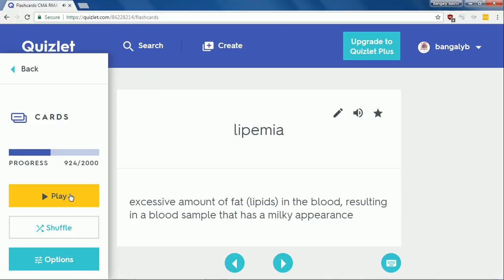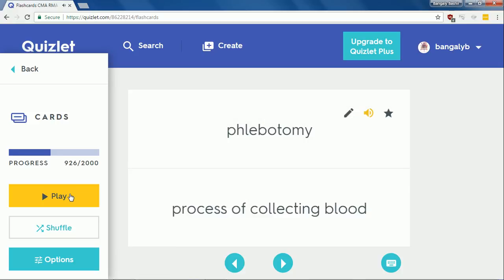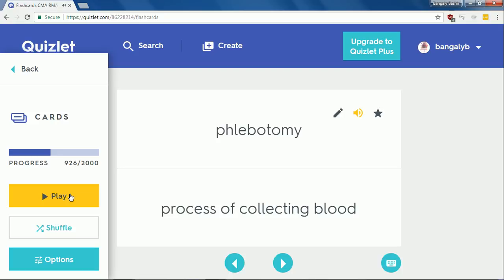Lipemia. Excessive amount of fat in the blood resulting in a blood sample that has a milky appearance. Palpate. To search for a vein using the fingertips with a pressure and release touch. Phlebotomy. Process of collecting blood.